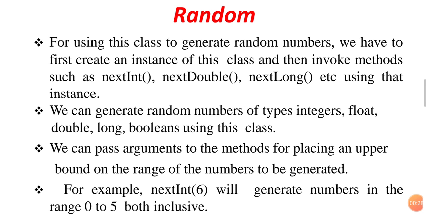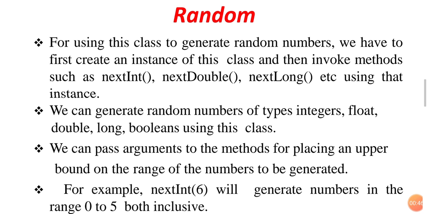By those predefined methods, it generates random numbers of types integer, double, float, long, and boolean using this class. We can also pass arguments to the methods for placing an upper bound on the range of the numbers to be generated.